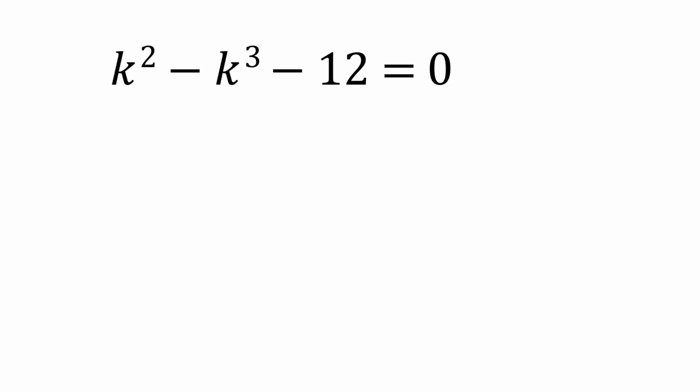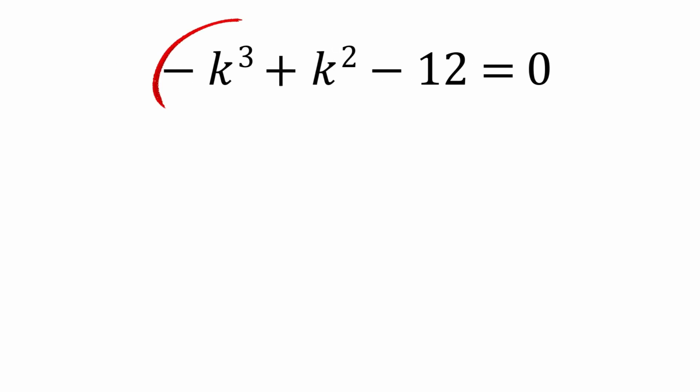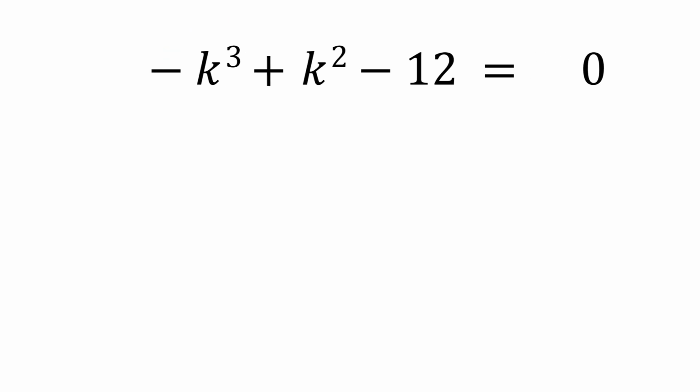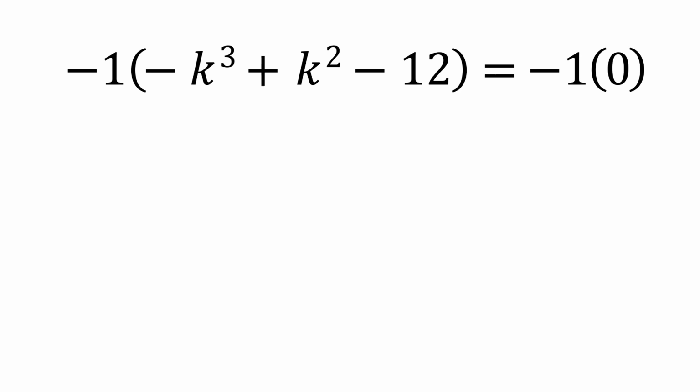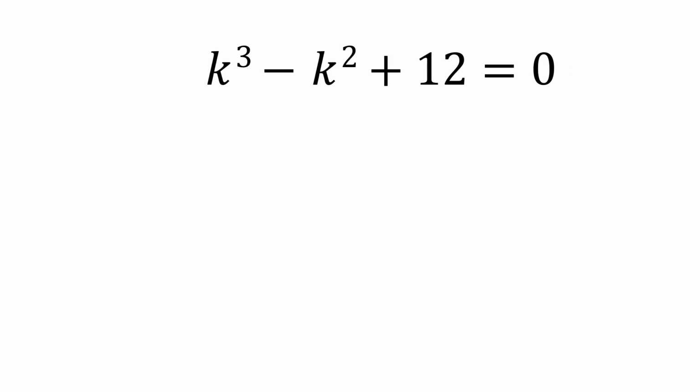There's one more tiny improvement we can make. The leading term is negative. That's perfectly correct, but mathematicians usually prefer a positive leading coefficient because it's easier to read and easier to analyze. So let's multiply every term by -1. Since we're multiplying both sides equally, the solutions don't change. Now we have k cubed minus k squared plus 12 equals 0. Much cleaner.